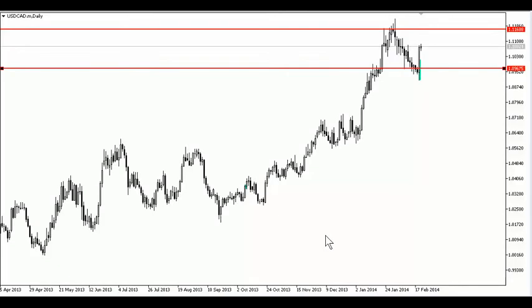Hi traders, today I'm going to go through why the size of a price action setup is so important when we're looking to enter trades.